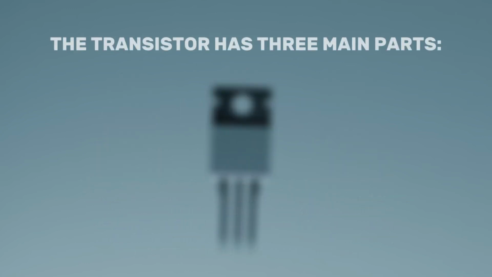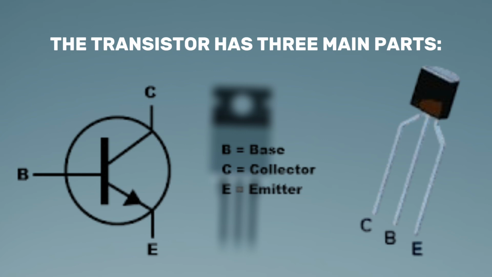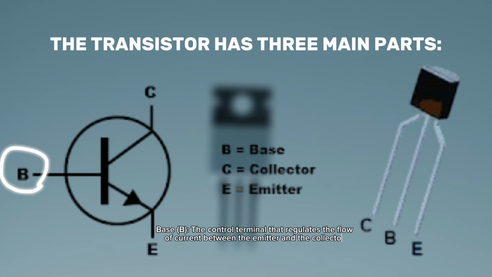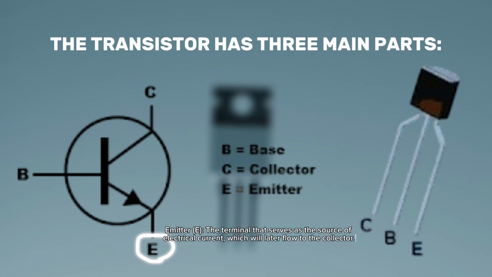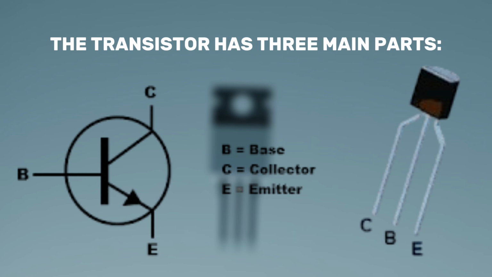Next, the transistor has three main parts. First, there is the base. The base is the control terminal that regulates the flow of current between the emitter and the collector. Typically, a small current at the base can control a much larger current at the collector. Second, there is the emitter, the terminal that serves as the source of electrical current, which will later flow to the collector. Third, there is the collector, C, the terminal that receives current from the emitter through the base.